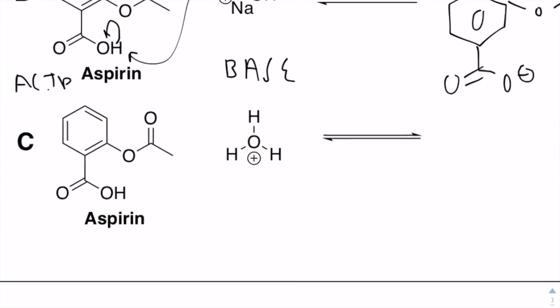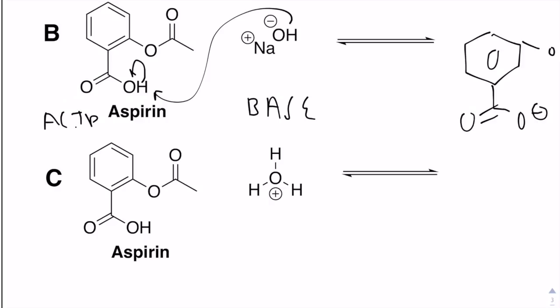So now we have aspirin and hydronium. Okay, so this one is a little bit tricky. So we have the carboxylic acid portion, but we also have this hydronium, and we said that the more positive something is, the more acidic. So this is actually our acid, and this is actually our base.